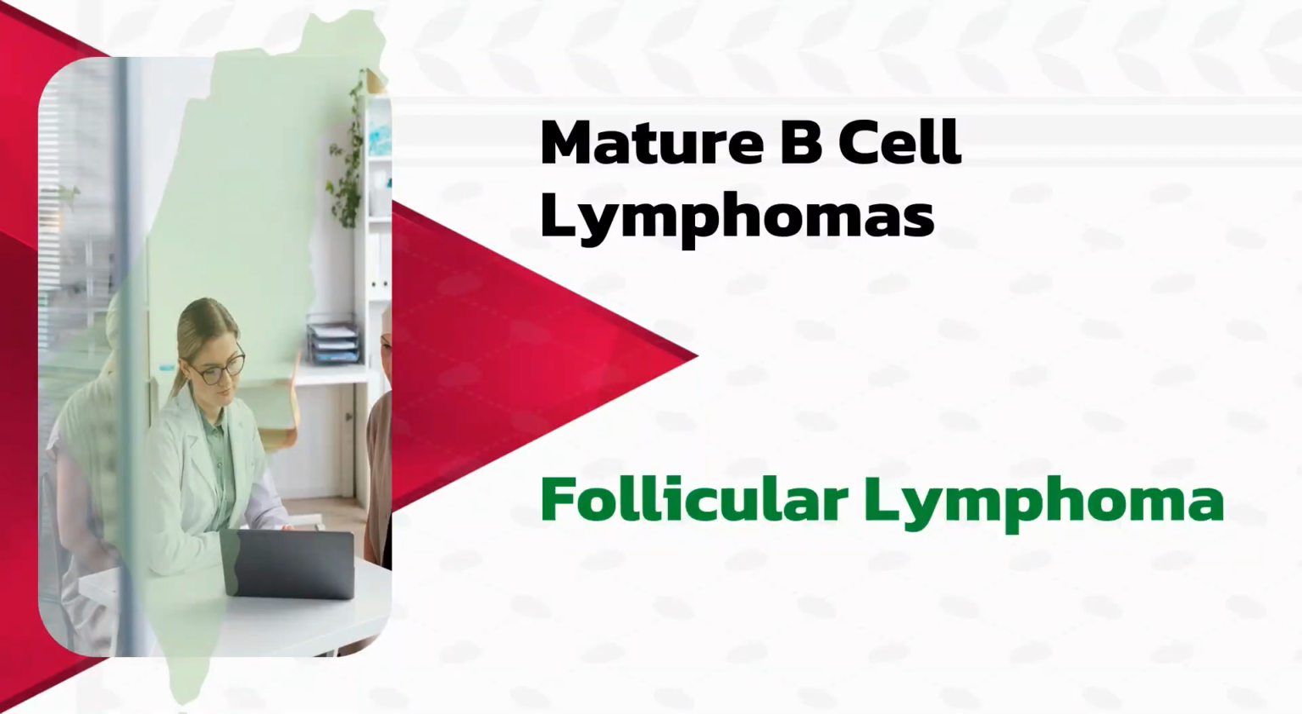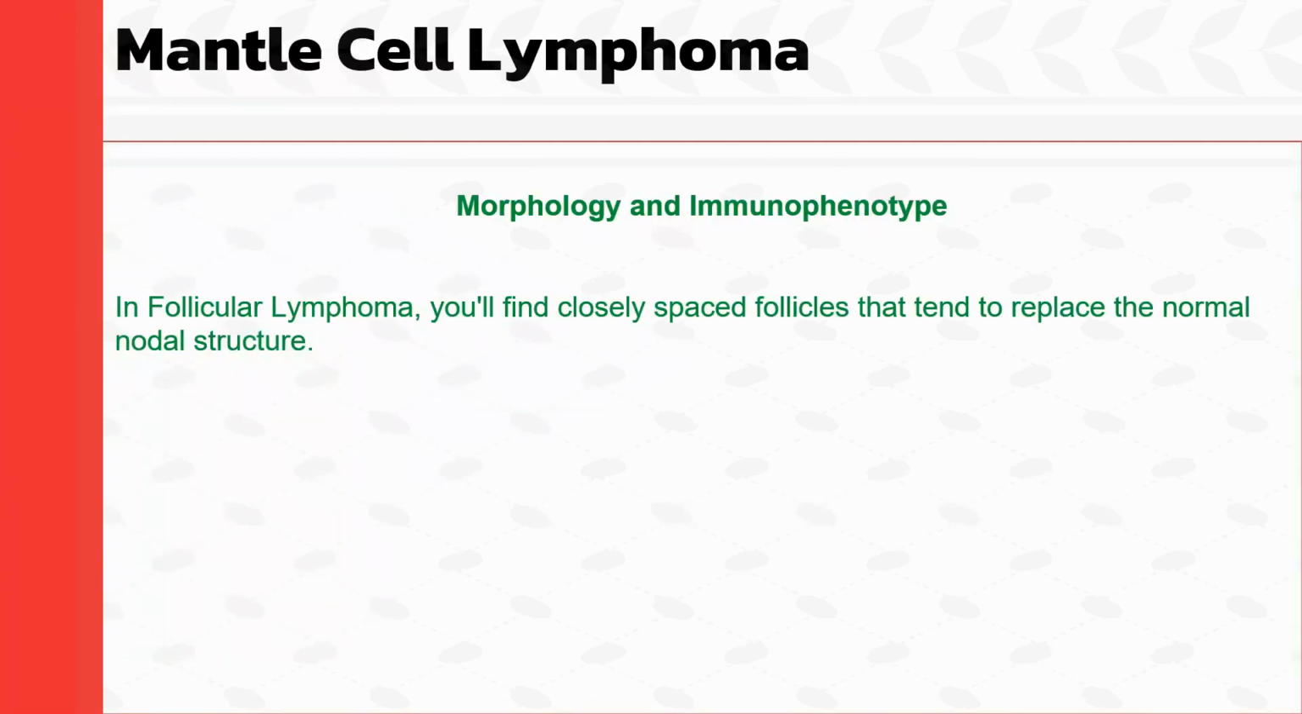We're shining a spotlight on follicular lymphoma, a condition that originates from germinal center B cells and often mirrors the follicular architecture. We'll explore its distinctive morphology and immunophenotype, the clinical features, and the prognosis associated with this particular lymphoma. Let's get started. In follicular lymphoma, you'll find closely spaced follicles that tend to replace the normal nodal structure.